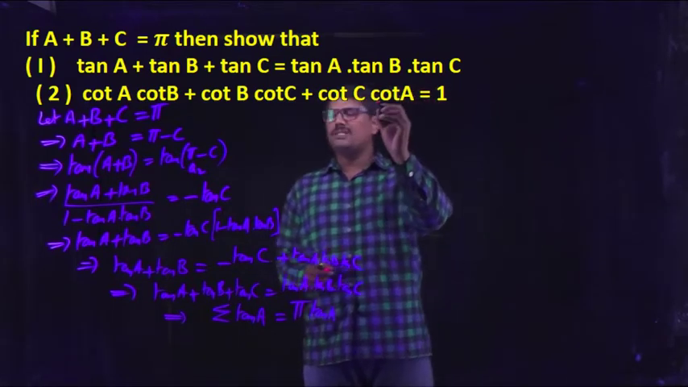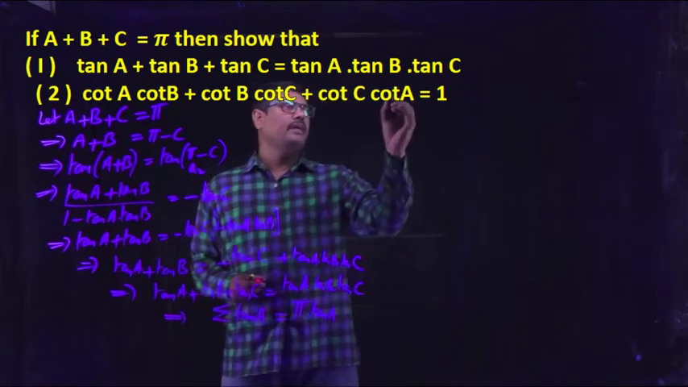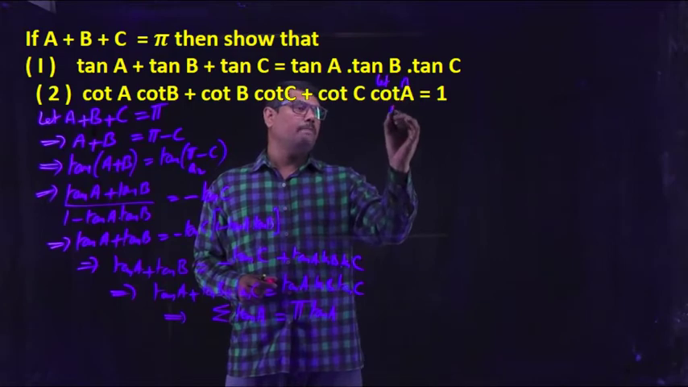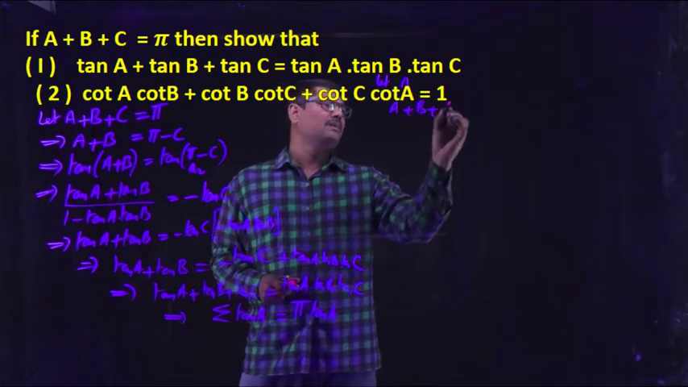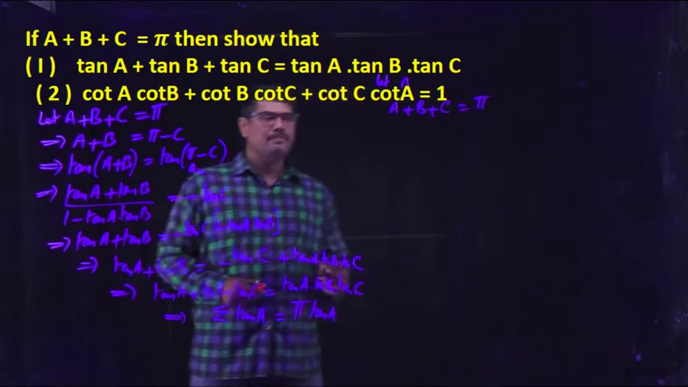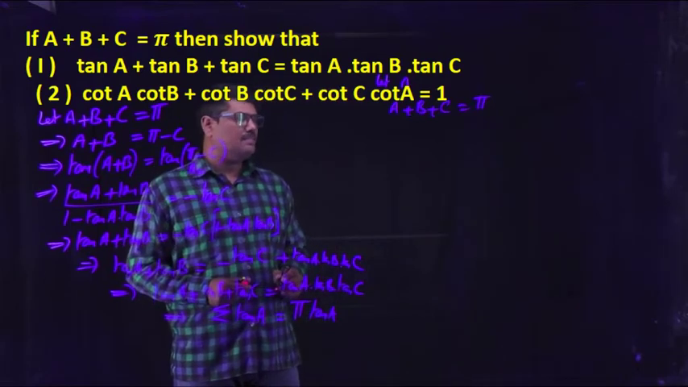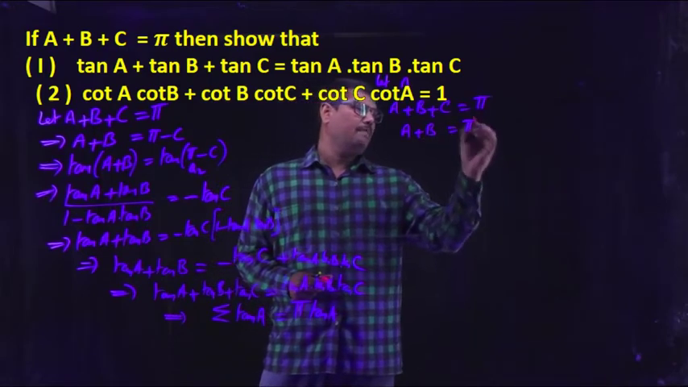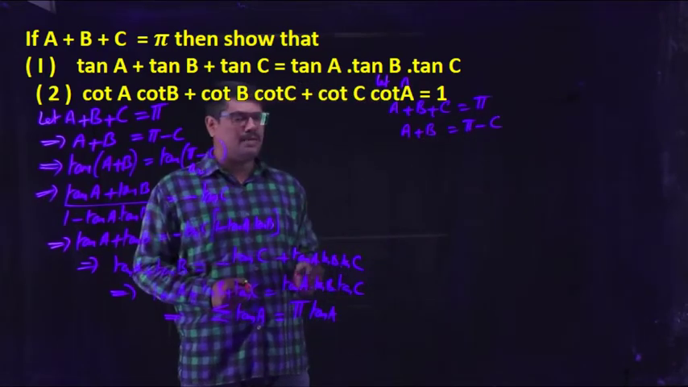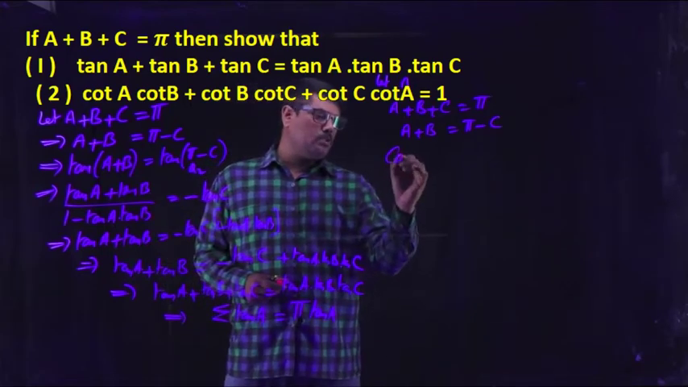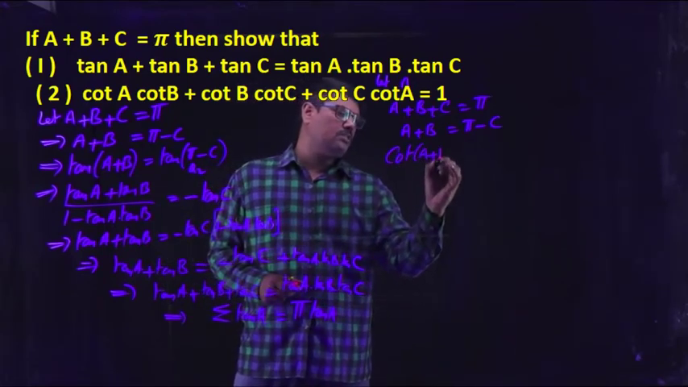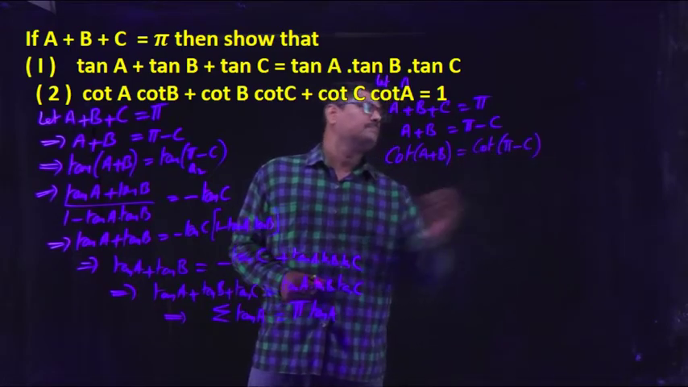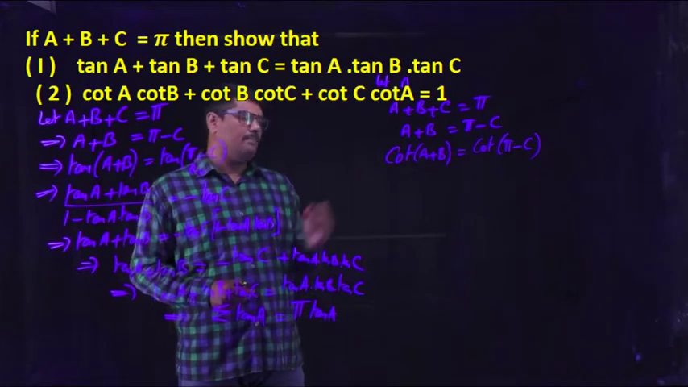Now go for the second condition, that is for cot. Again take the condition A plus B plus C is given as pi. In the same manner, take plus C to the RHS, it will become A plus B is equal to pi minus C. Now apply cot on both sides to get the condition in terms of cot. So cot of A plus B is cot of pi minus C.